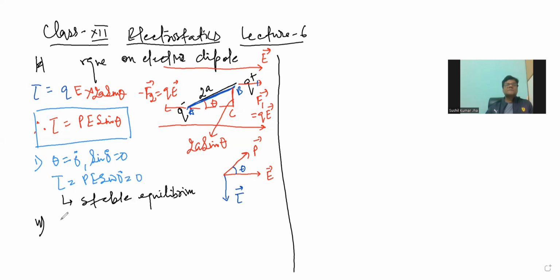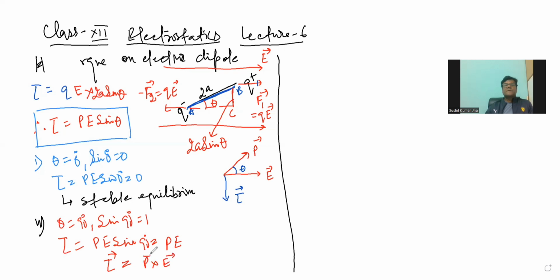Second case, if we take theta 90, we know sine 90 is 1. So tau would be PE sine 90 is equal to PE. Or if you want, we can write in vector form also. So tau can be P cross E. And this is the unstable state, because this will be the maximum torque acting on it, unstable state.